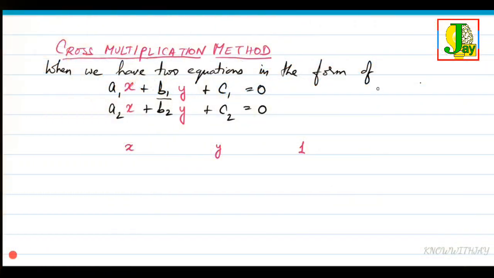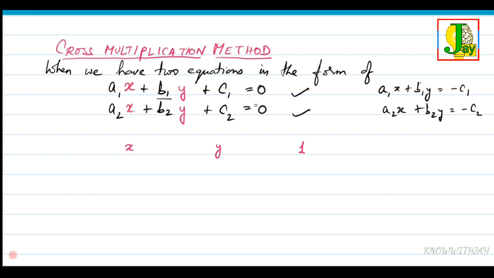You have the two equations in the form a1x plus b1y equals minus c1, and the second equation as a2x plus b2y equals minus c2. You need to convert those two equations into these forms, so everything is on the left hand side and the right hand side is just 0.